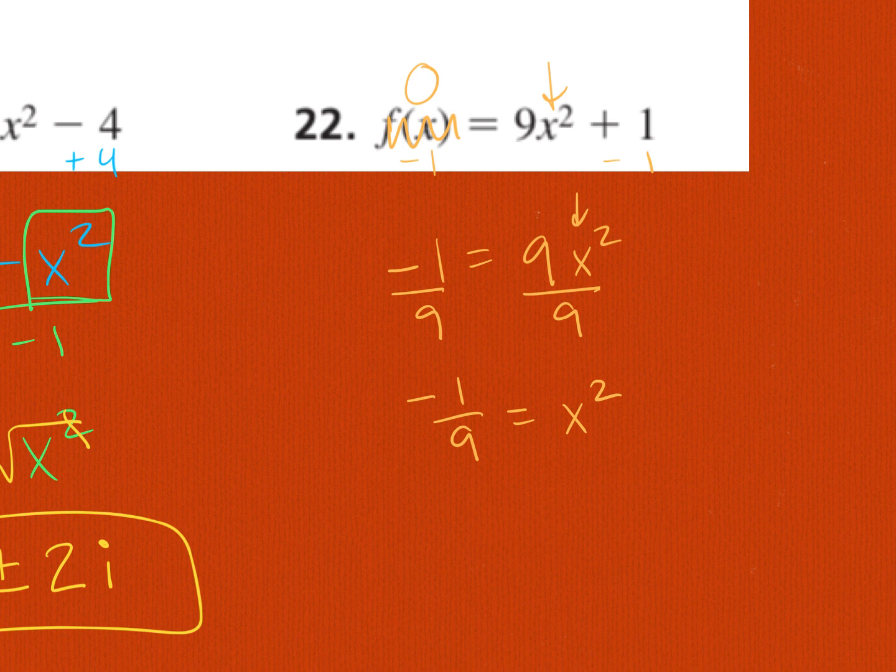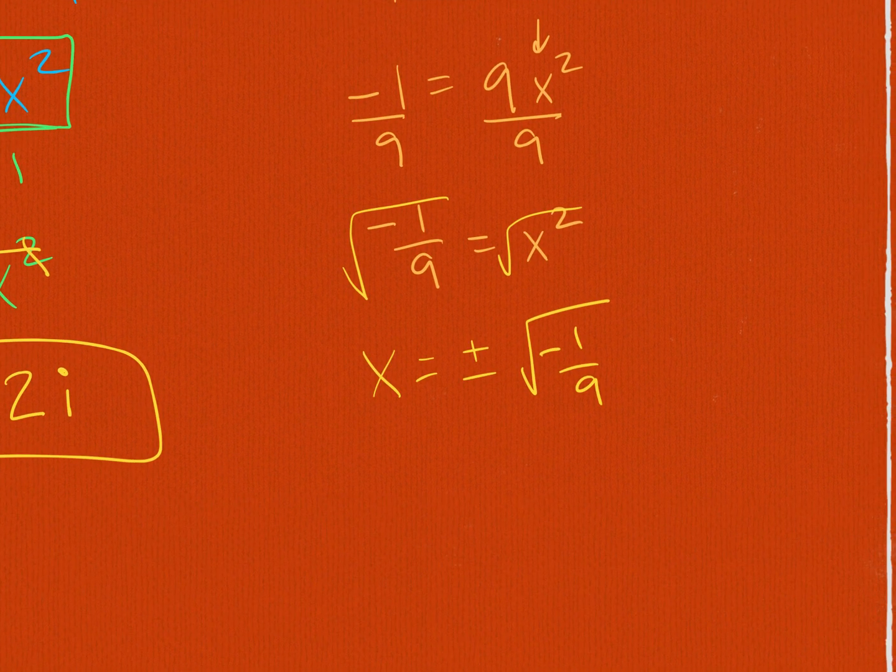Once the x squared is all by itself, we take the square root of both sides, and anytime we take the square root of both sides, we need plus or minus. So plus or minus the square root of negative 1 over 9. We know that the negative comes out and turns into an i. So x is equal to plus or minus i square root 1 over 9.